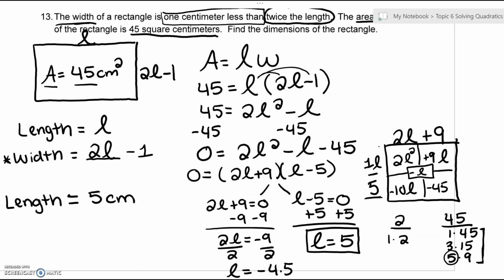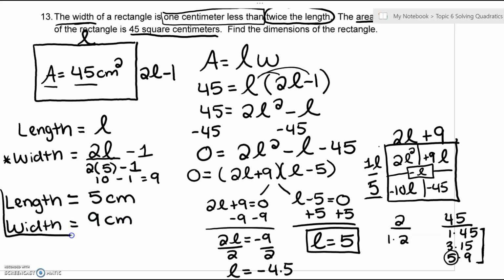And now to find the width, I just take the 5 and plug it into my width formula. So I'll have 2 times 5 minus 1. Well, 2 times 5 is 10. 10 minus 1 is 9. So the width of this rectangle will be 9 centimeters. And that is it. You have finished the review.